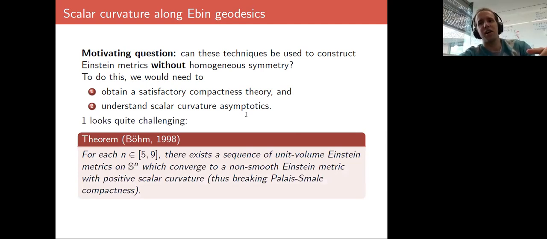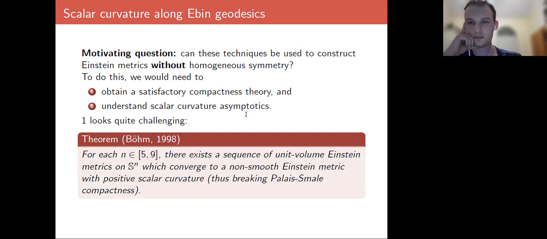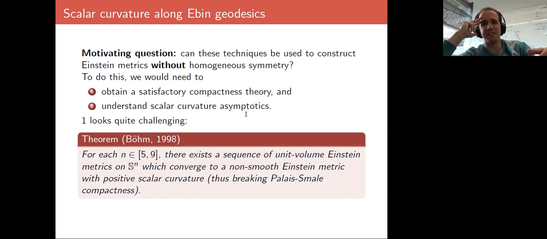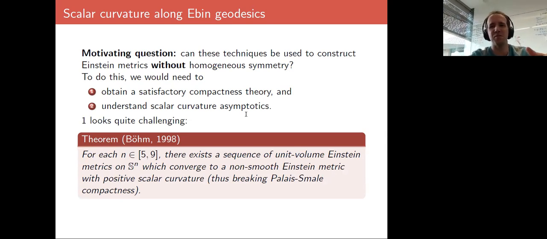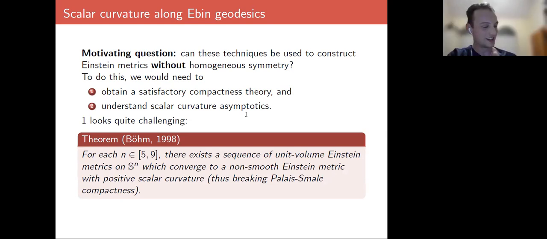Tim, now, yeah. Can I ask you a question? Yeah. Oh, okay. I hadn't seen that. Okay, maybe you'll mention it. Yes, that was exactly my question. How do you expect Palais-Smale if it doesn't hold in the cohomogeneity one setting? Yeah. Forget about it.